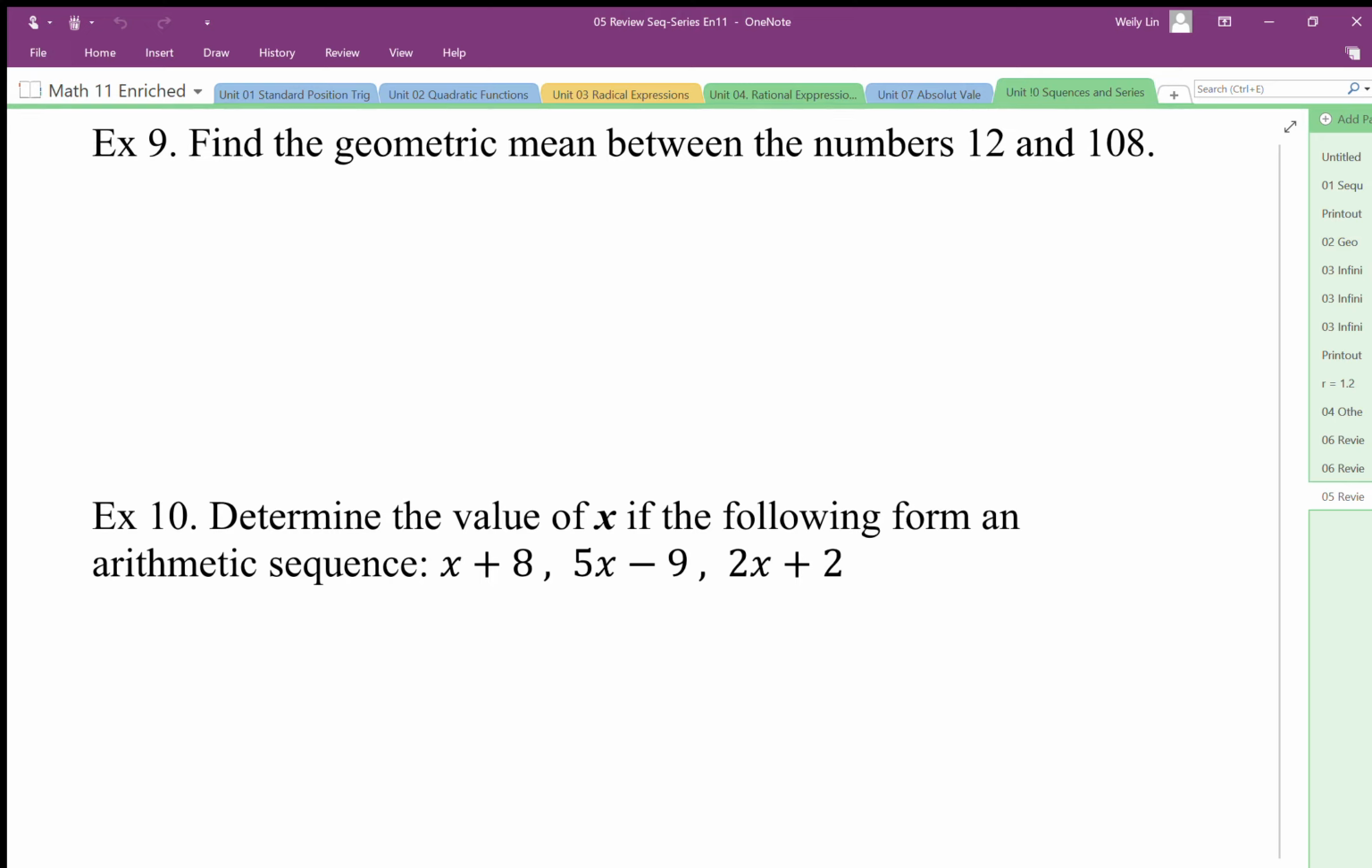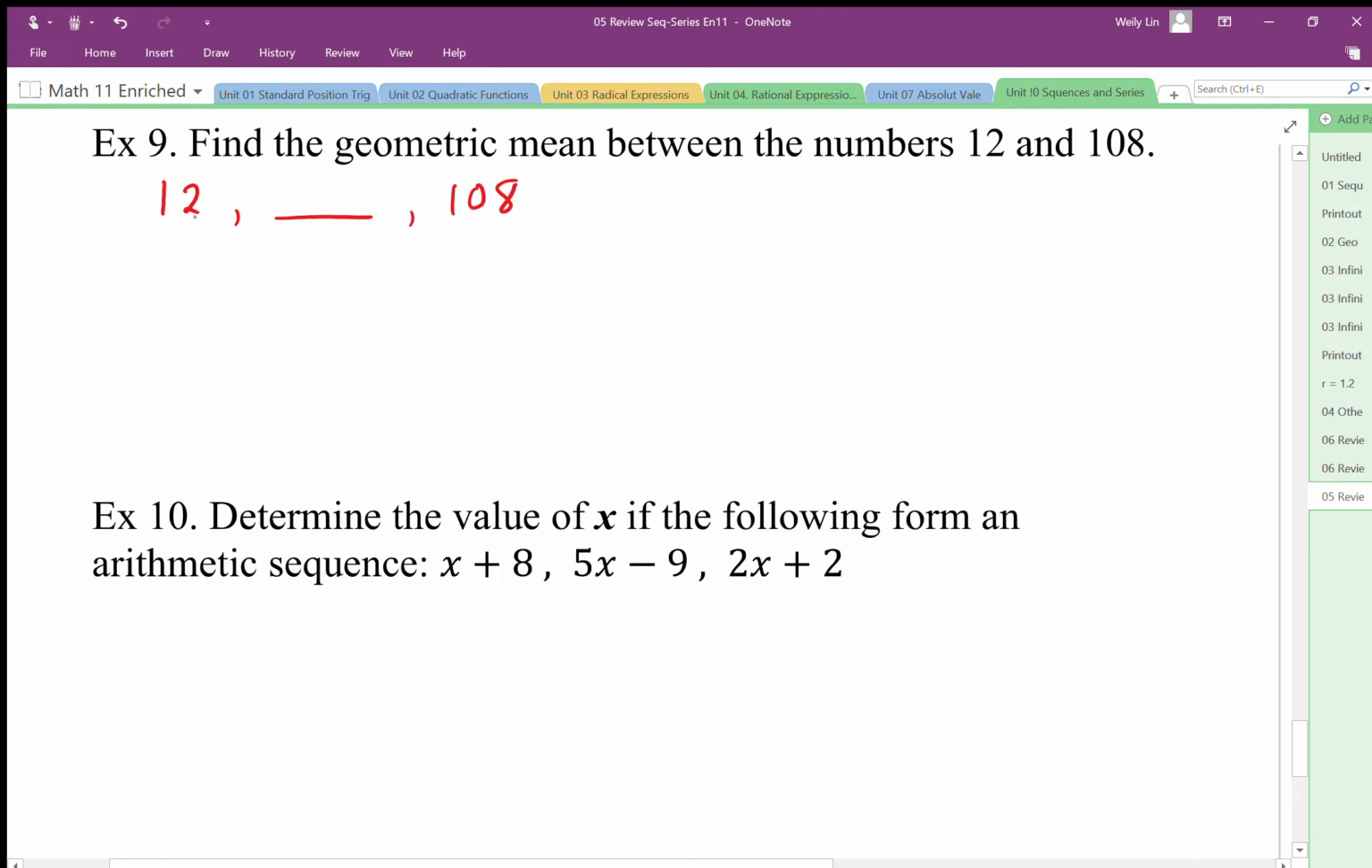The geometric mean is a middle term of a geometric progression, just like an arithmetic mean or average is a middle term of an arithmetic progression. To find the geometric mean, which is in this case 12, this number in the middle is our geometric mean. We could do it a few different ways.